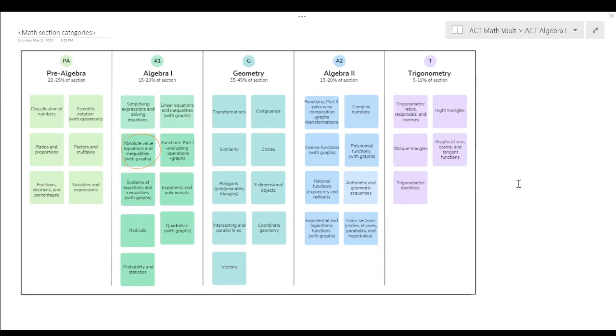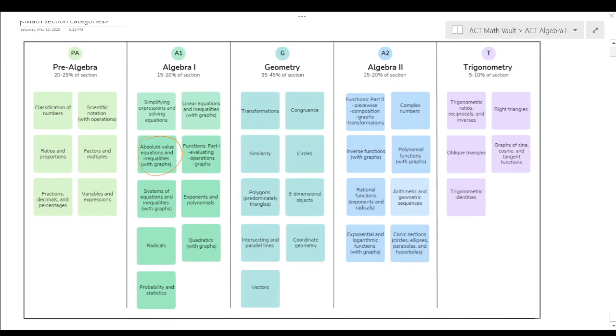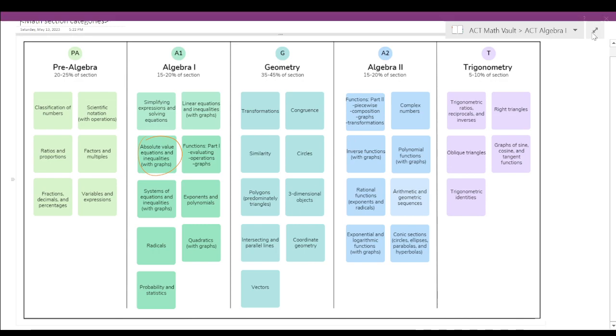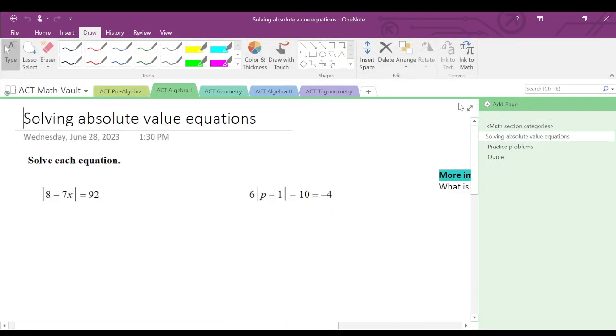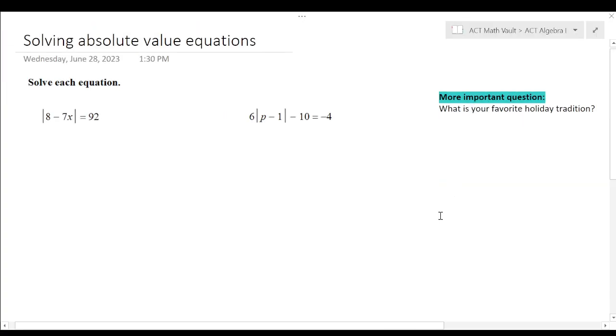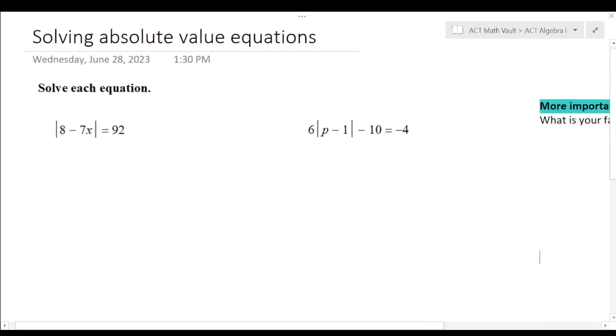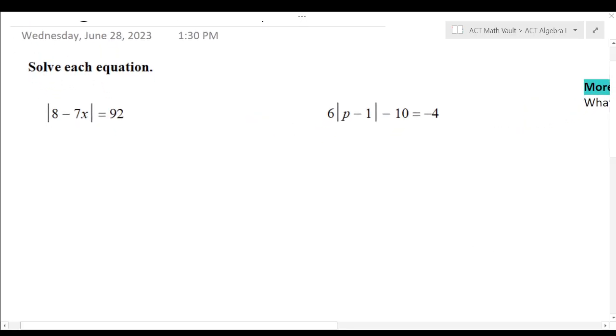So absolute value typically falls under Algebra I, and it's possible that you would need to solve an equation. It could be solving an inequality, and you may or may not see a graph related to this concept. So this video just focuses on solving the actual equations. Okay, so what is absolute value?